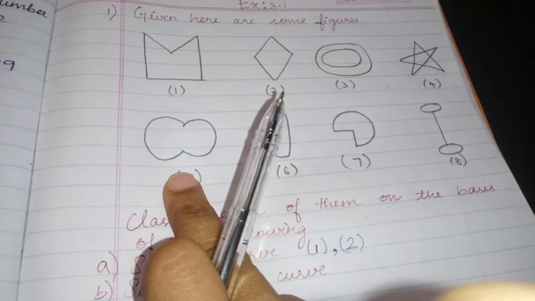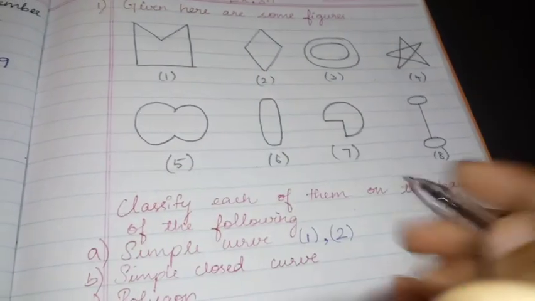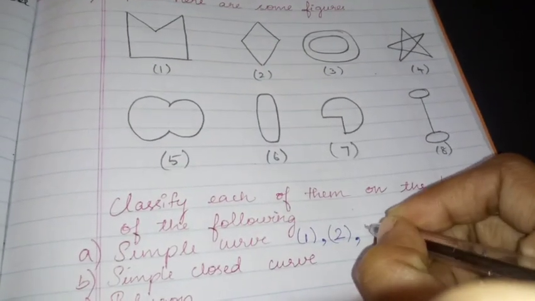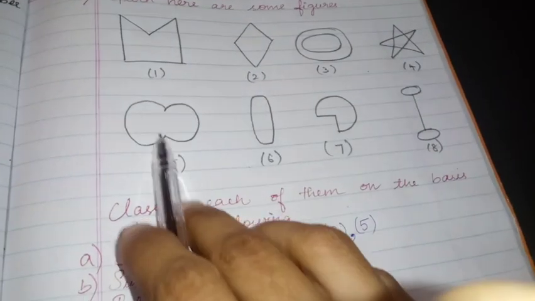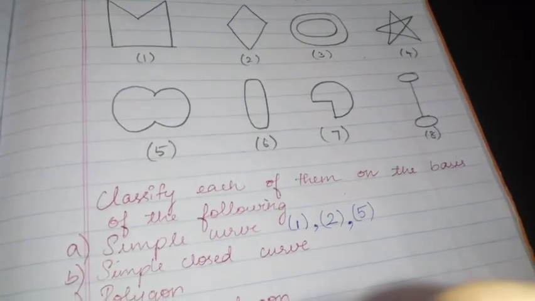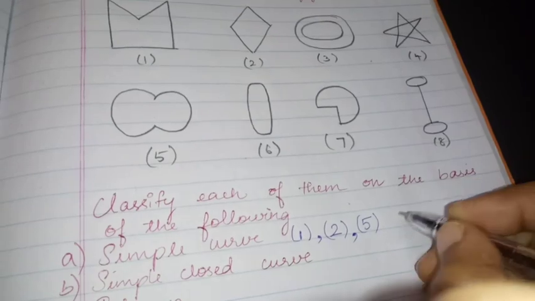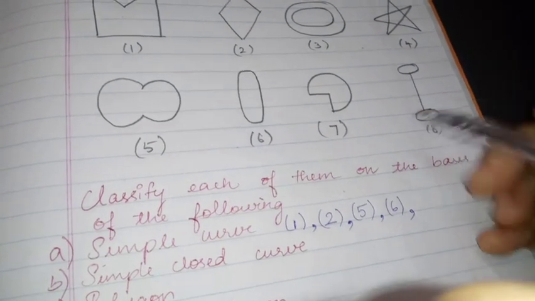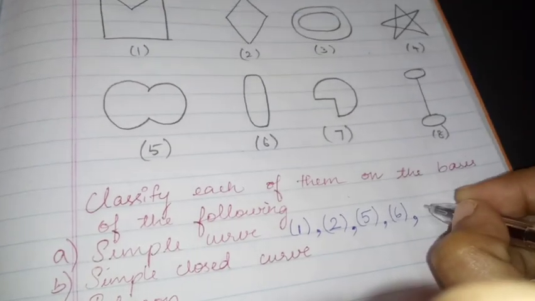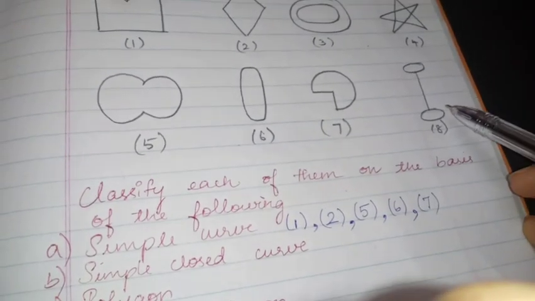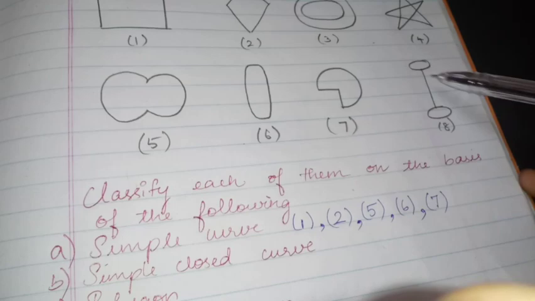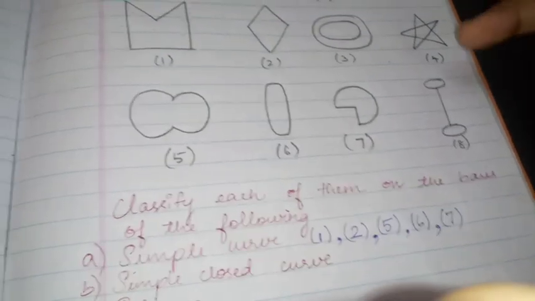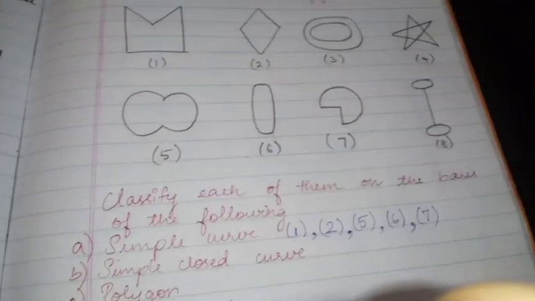This one? Yes, because no intersection is given. Is this one? Yes. Next, this one? Yes. This one? No, because this is one curve and this is one curve. Some intersection or connection between the two curves is given. So we are going to find which are all the simple curves.